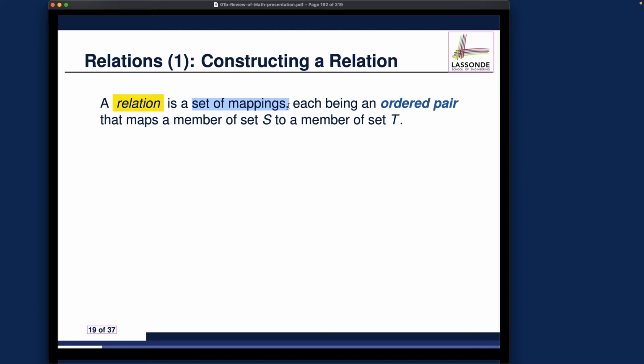Each mapping is simply going to be an ordered pair, or a tuple of size 2. It's going to be an ordered pair that maps a member of a set S to another member of set T. So basically, we are thinking about how S and T can be related to each other, right? That's a relation. For example, let's say one set is {1, 2, 3}, and the other set is {A, B}. Let's say we got these two sets, and we want to construct some relation between these two sets, right?